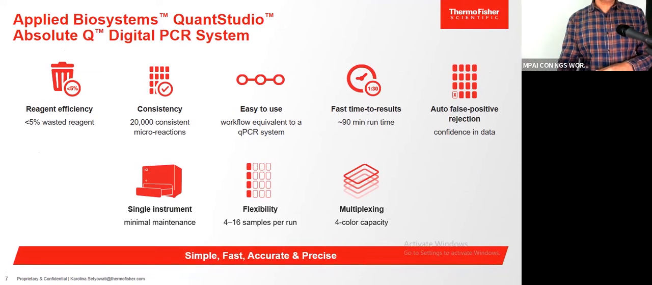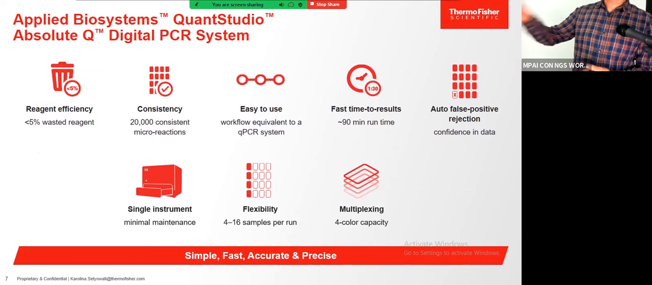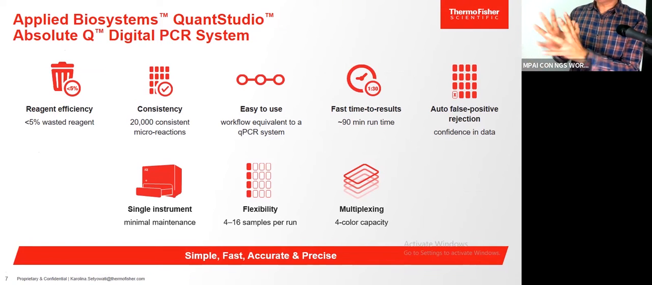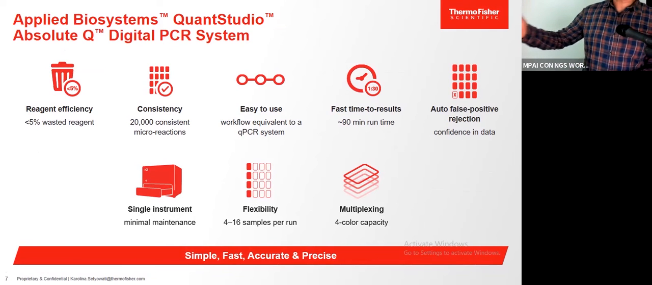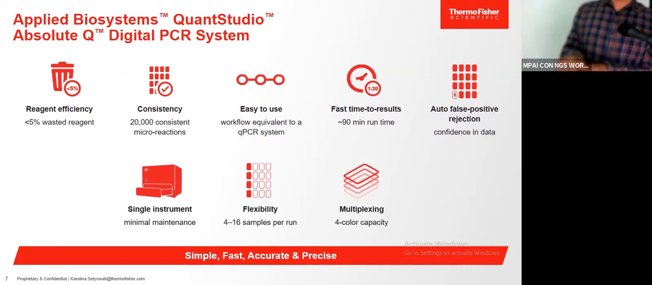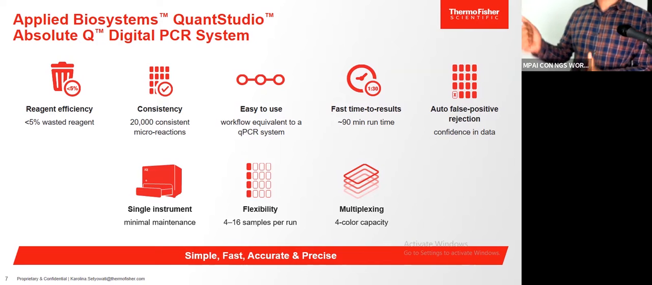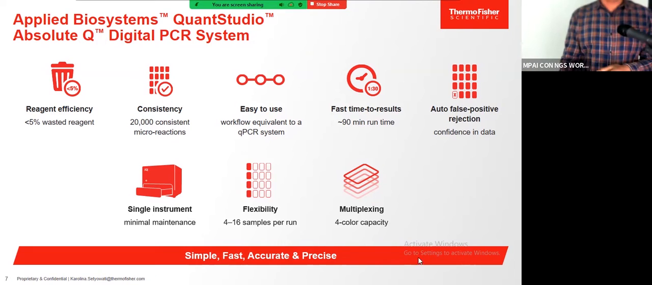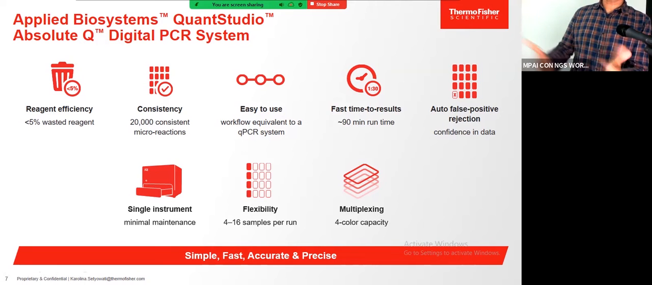In terms of reagent efficiency, meaning how much you are loading and how much of that participates in the reaction, more than 95% of your reaction is getting compartmentalized, which means I'm going to get the complete picture. In terms of consistency, you get 20,000 microchambers, so you don't need to repeat the samples, because samples are precious. It is easy to use, as simple as qPCR, with less than 5 minutes of hands-on time. It takes 90 minutes, a fully automated platform, a single instrument which does everything. It's a walk-through operation. You just start the run, go back and do something else, and come back after 90 minutes, the fastest time to results.